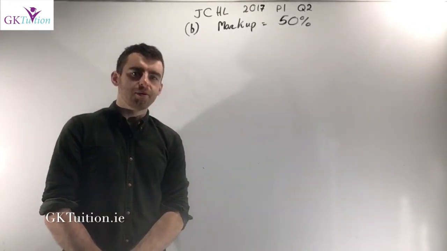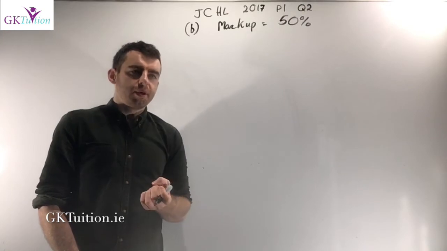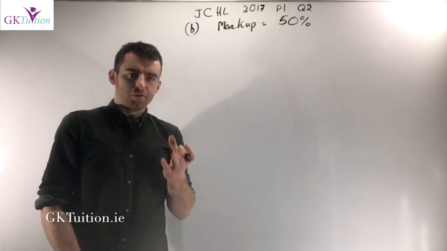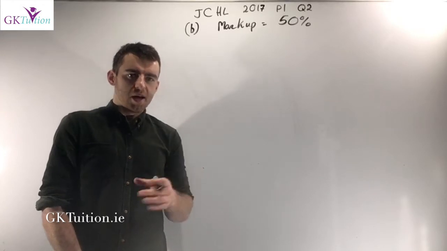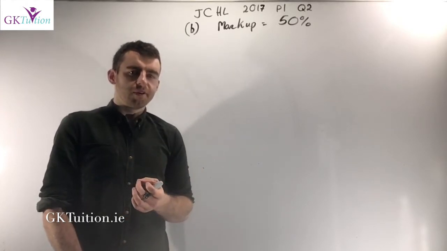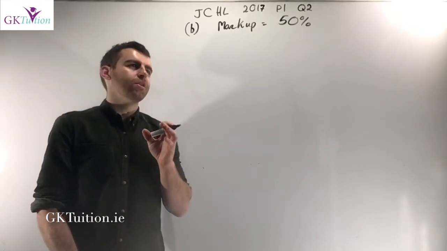Okay, part B now requires a lot of thinking, so let's just go through this one. In part B, we're told that for a certain pair of runners that this shop sells, the markup is 50%. And we're asked to use this information to find the percentage margin. So let's just think about this one in detail.